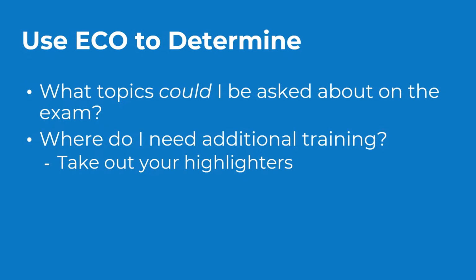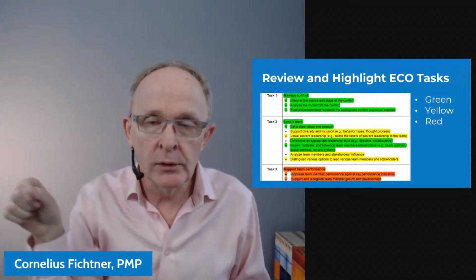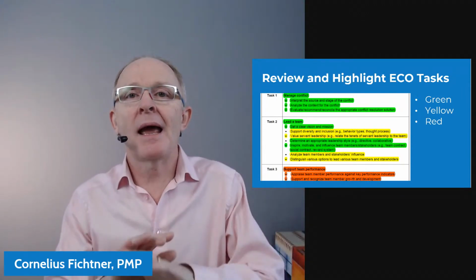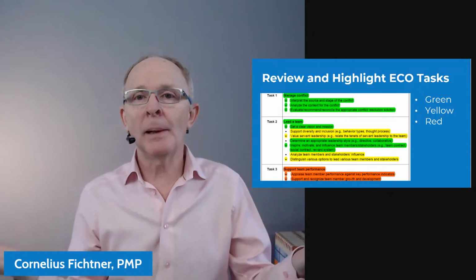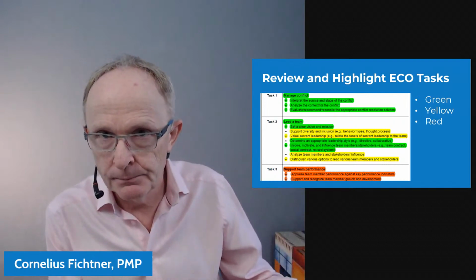Okay, so what I want you to do is I want you to take out your highlighters, right? So get yourself a copy of the ECO. I have a link at the end, and print it. And I literally want you to take a green, yellow, and red highlighter, and I want you to go green, yellow, red. Obviously, green in the exam content outline, that's everything that you say, I know about this. I'm golden. I understand this. I've heard about this. It was in my training.